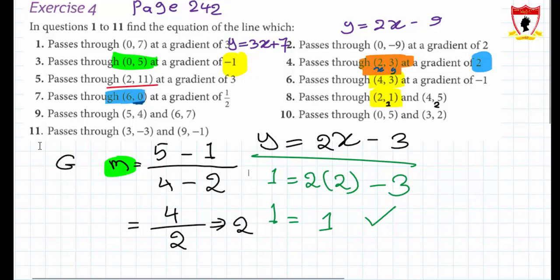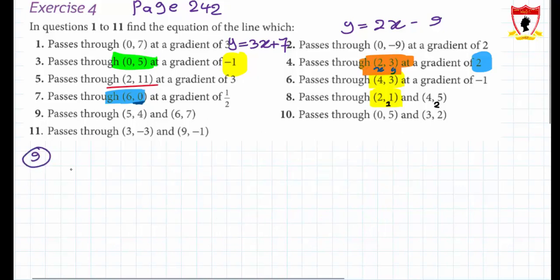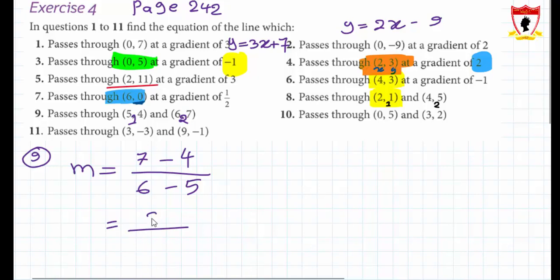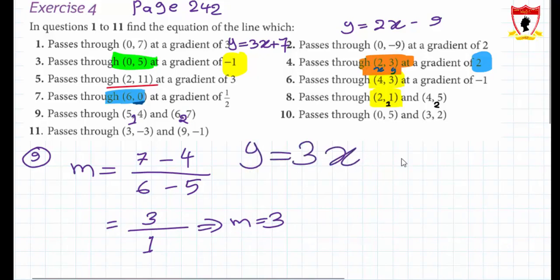Now let's start question 9. Question 9, the points are like this. So to find m, or the gradient, y2 minus y1 over x2 minus x1. Let's call these two x2 and y2, and here x1 and y1. y2 minus y1 means 7 minus 4 over x2 minus x1 means 6 minus 5. 7 minus 4 is equal to 3. 6 minus 5 is equal to 1. So the gradient is equal to 3 over 1, which means 3 divided by 1 is 3. The equation looks like this: y equals 3x plus c.